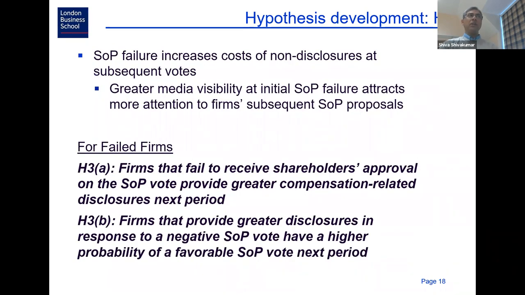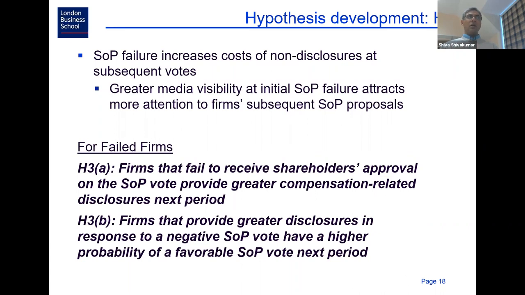Our third hypothesis is very similar to the second one, except that instead of focusing on just the case of ISS against recommendation, we look at what happens to companies that have failed one set of SOP voting, what happens to them in the next or subsequent SOP voting. Our argument is that firms which have failed the SOP voting once are likely to face greater monitoring, and they are going to get greater attention from ISS in the subsequent SOP voting. As a result, these firms are under a greater pressure to better explain their executive compensation packages to the investors prior to the second SOP voting.